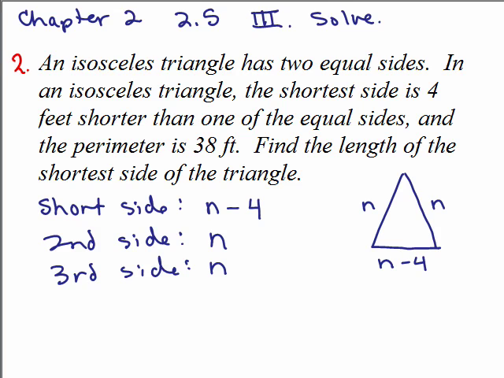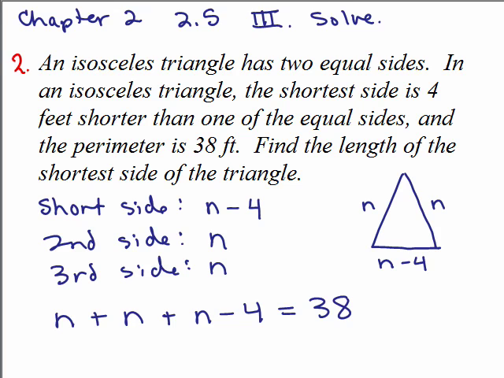All right, it tells us the perimeter is 38 feet. How do you get the perimeter of anything? You take the lengths of the sides and add them up. So it doesn't matter whether you're looking at the picture or defined it over here on the left, you're going to add those 3 parts together, the n minus 4, the n, and the n. So I've got n minus 4 for one side plus the second side plus the third side equals 38.